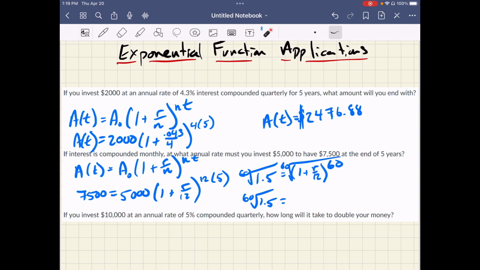So, all right, so now on the right side, the 60th root and the 60th power, those cancel out. I've got 1 plus r over 12.